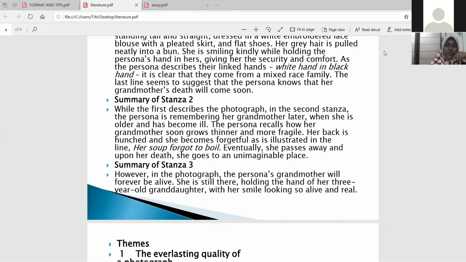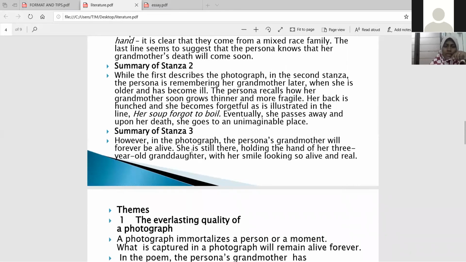And the summary of stanza 3, this is very short, okay. However, in the photograph, the persona's grandmother will forever be alive. So meaning that she can just recall the presence of the grandmother by looking at the picture, because maybe she's a very kind person. She gives a very warm, pleasant smile. So it makes her seem still living. She's real. She's alive there.